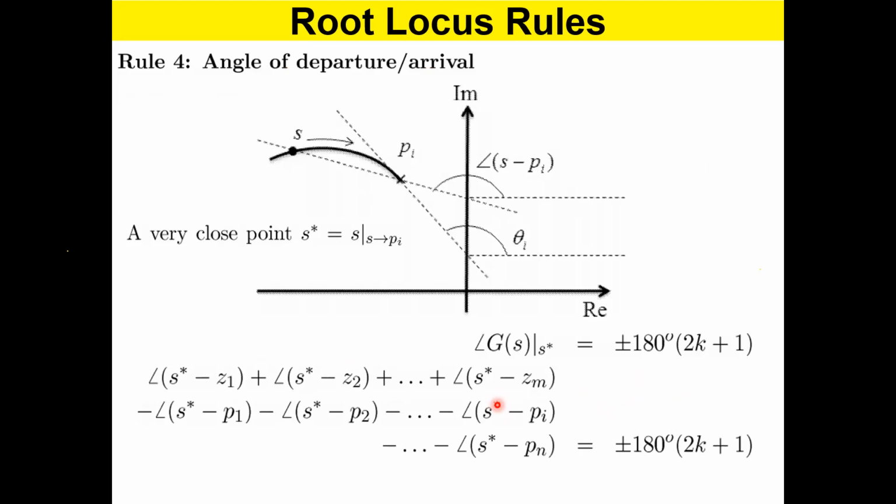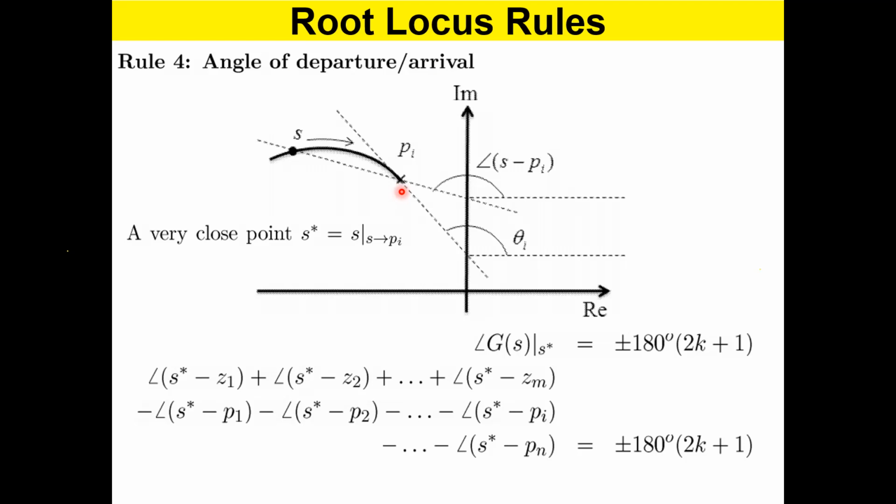This is interesting. Angle of departure or angle of arrival. Now, let's say this is your pole plane and you have your open loop transfer function. You know your poles and you know your zeros. And let's say there's a pole or zero here. For the moment, let's say it's a pole. Open loop pole.